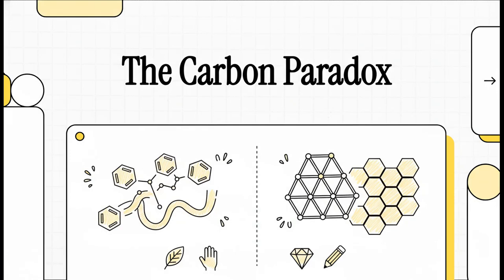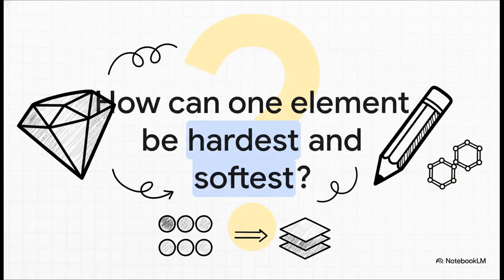Let's talk about carbon. I mean, it's the element that literally builds our worlds and our bodies. But it also holds this really fascinating paradox. It's an element of incredible, almost impossible extremes. So let's dive in and see how one single element can be two completely different things at the exact same time.